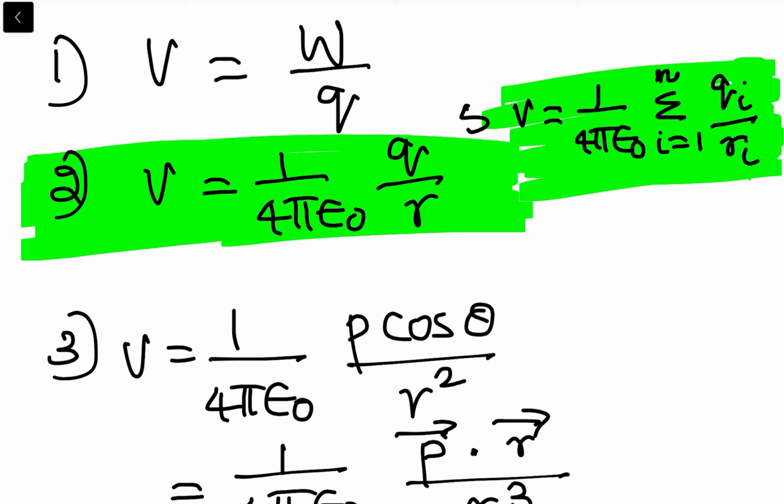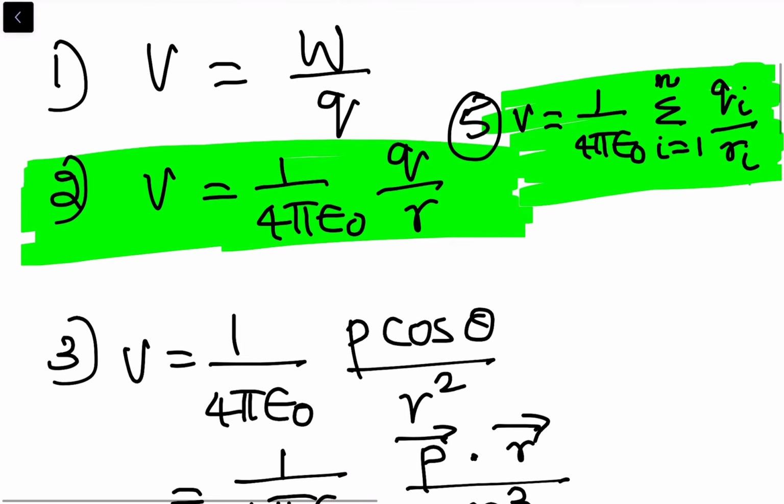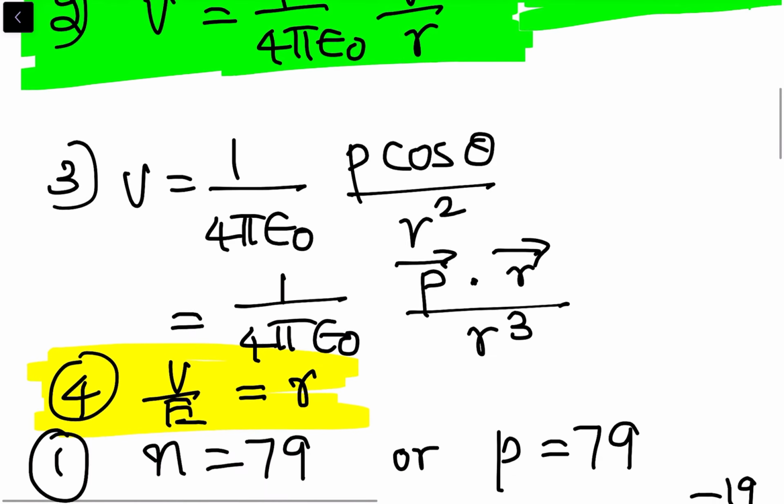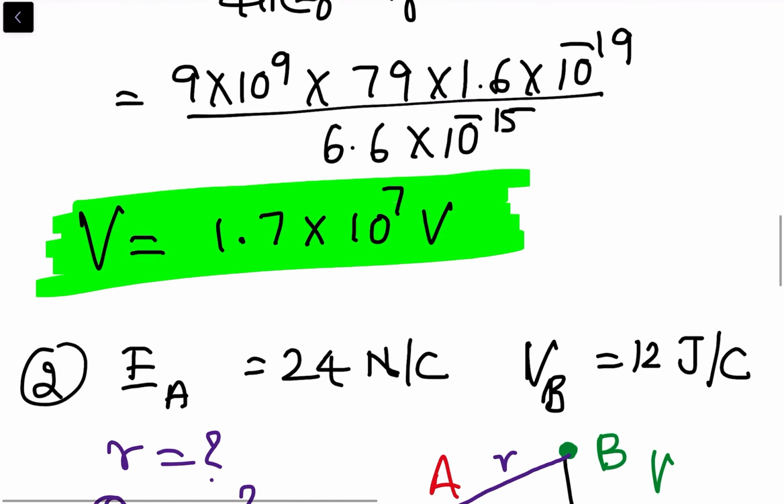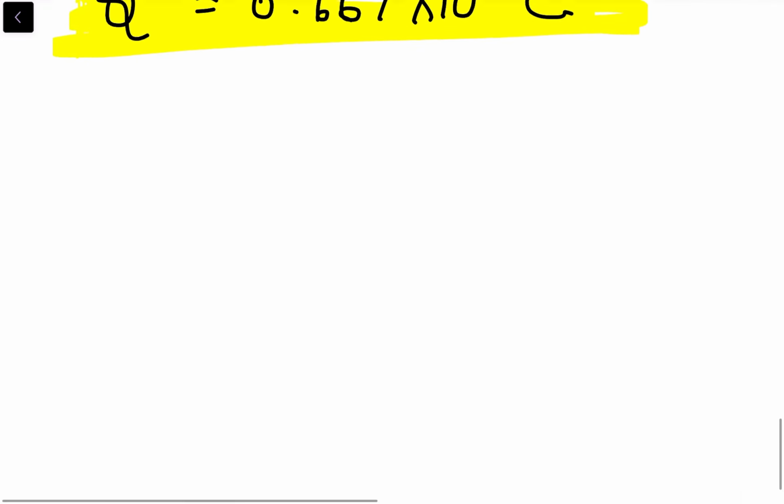So the total potential is nothing but the potential due to multiple charges, that is adding all of them. So another formula we can use here is like this. It's nothing but summation, the superposition theorem. So with that we can go for our third problem.